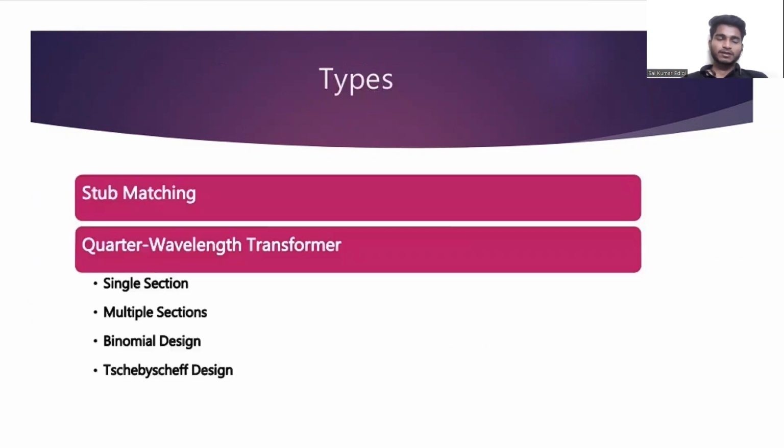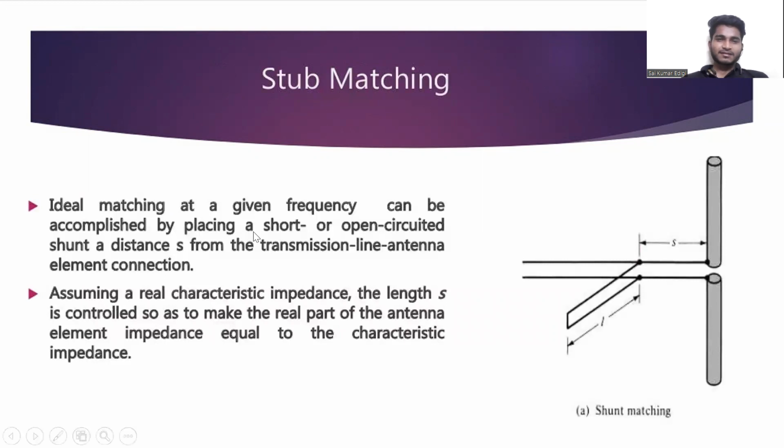Let us see the types of matching techniques. First one is the stub matching and the quarter wavelength transformer. In quarter wavelength transformer, there are four types: single section, multiple sections, binomial design, Chebyshev design. Stub matching.